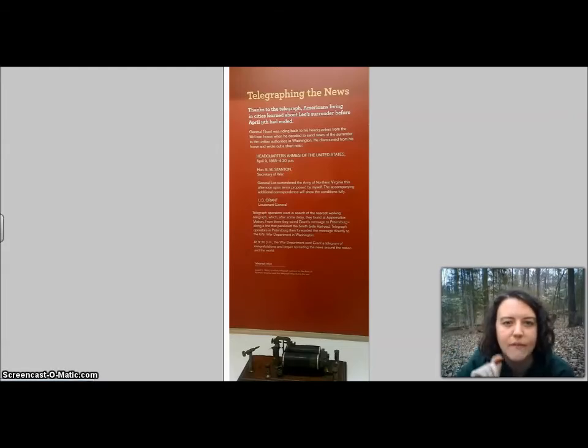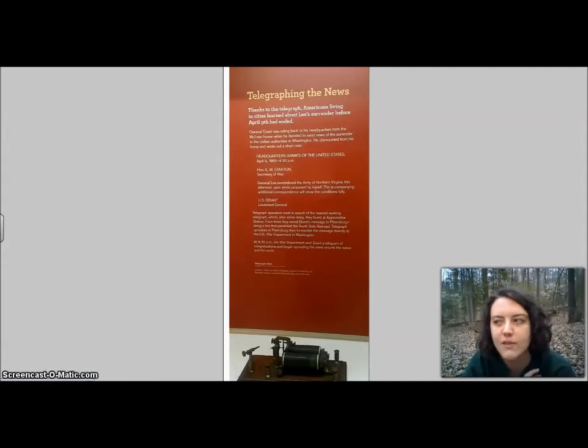This is a telegraph, and what it says here is that after Lee surrendered, they used the telegraph to spread the news, and they telegraphed the news to the headquarters of the armies of the United States, saying General Lee surrendered the Army of Northern Virginia this afternoon, and they were able to spread the news.